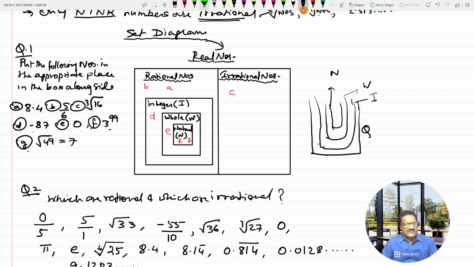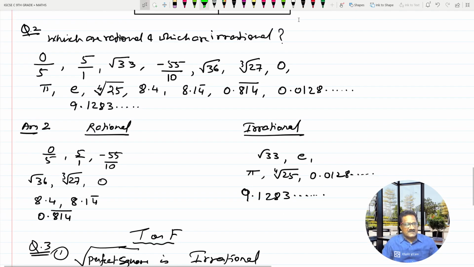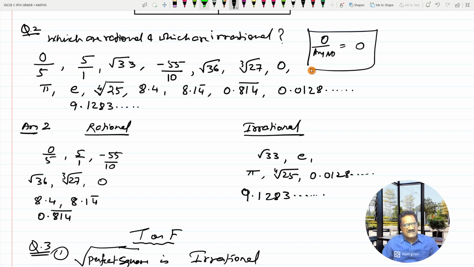And one more question before we wind up this session. There are many more questions: which are rational and which are irrational? Now 0 upon 5. One thing you should remember: 0 upon any number will be equal to 0. In any fraction, if the numerator is 0, that fraction will work out to 0. Another thing is that any number divided by 0 is not defined. So any number in fraction form but with denominator 0 is not defined, meaning it is meaningless. So 0 upon 5 will be 0, and 0 is an integer, so 0 upon 5 will come in rational numbers.